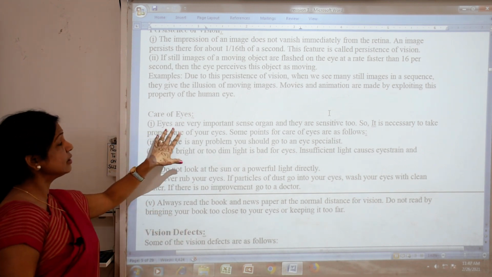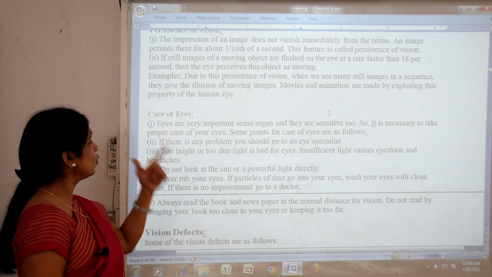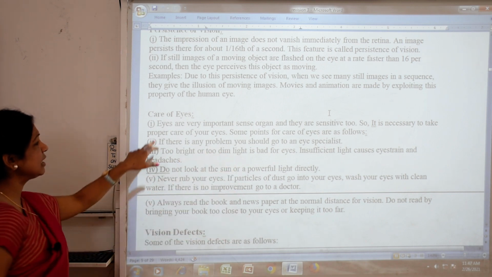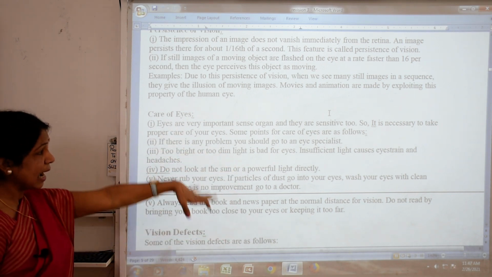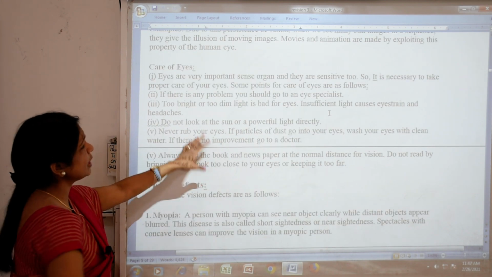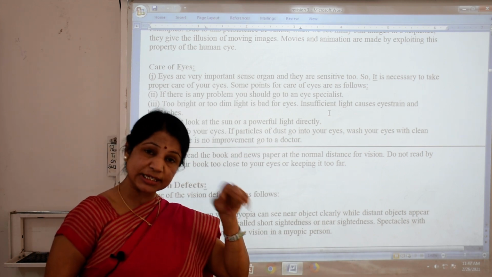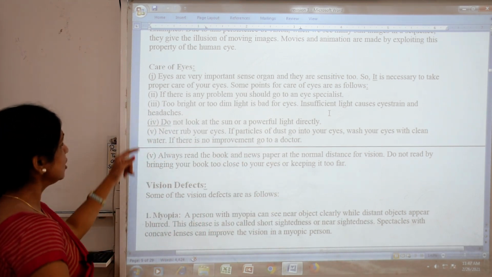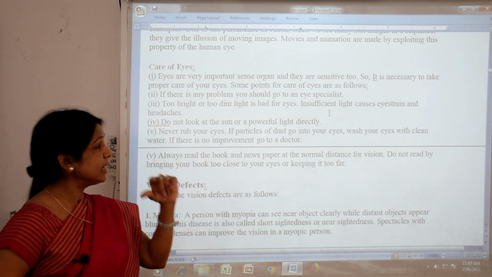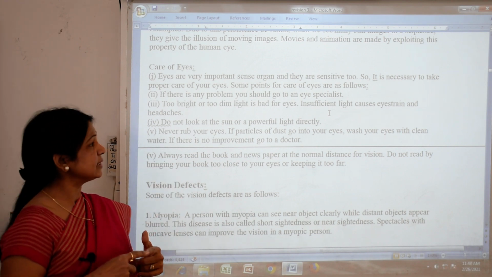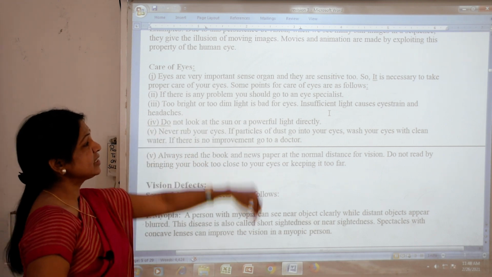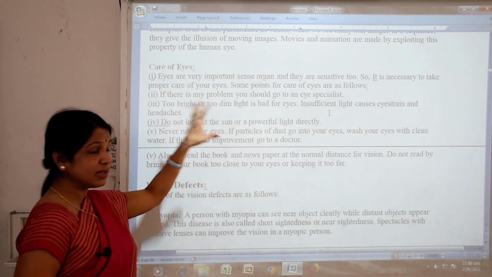Yes, how can we keep them safe? What is the safety rule of the eyes? Eyes are a very important sense organ, as we know, and it is necessary to take proper care of our eyes. Some points are given as follows. If there is any problem, we should go for a checkup with an eye specialist. Too bright or too dim light is bad for the eyes. Insufficient light causes eye strain and also starts the headache.